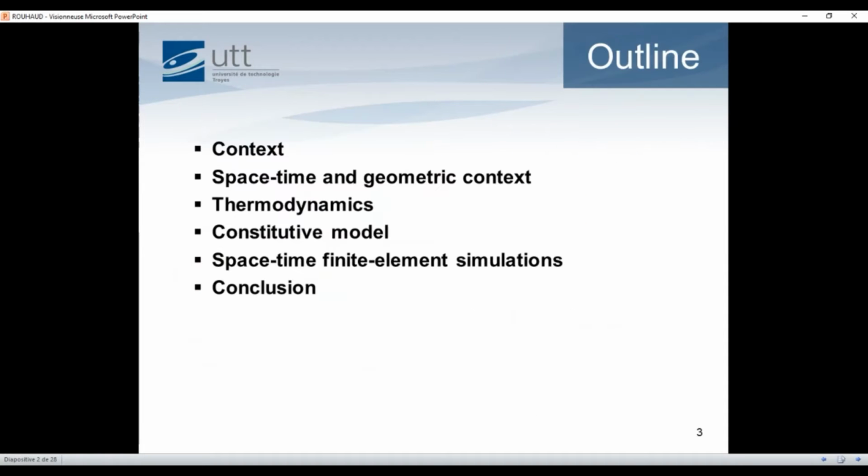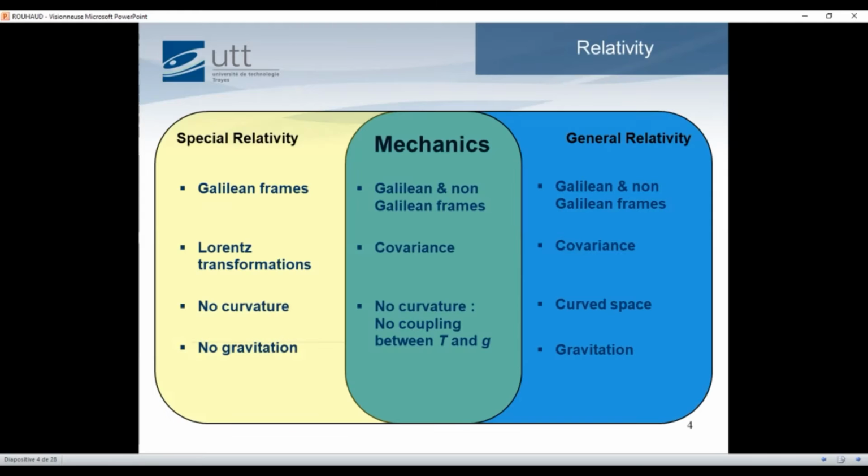So this brings me to the outline of my talk. I first will present some space-time and geometric considerations, then develop the thermodynamics context to give an example of a constitutive model and end with space-time finite element simulations.